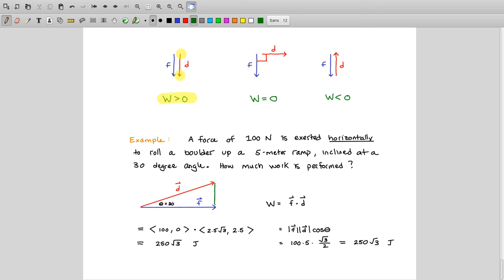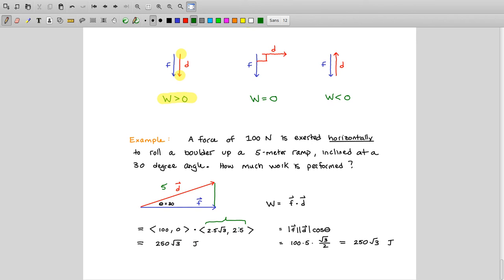We can do this by getting a component form of this vector d. The problem says it's a 5-meter ramp, so this vector is 5 units long, and it has an angle of 30 degrees. And so if we use a little trigonometry, we can write that vector in the following form: 2.5 root 3, 2.5. The force field is straight to the right, 100 newtons, so 100, 0. We dot them together, we get 250 root 3 joules.